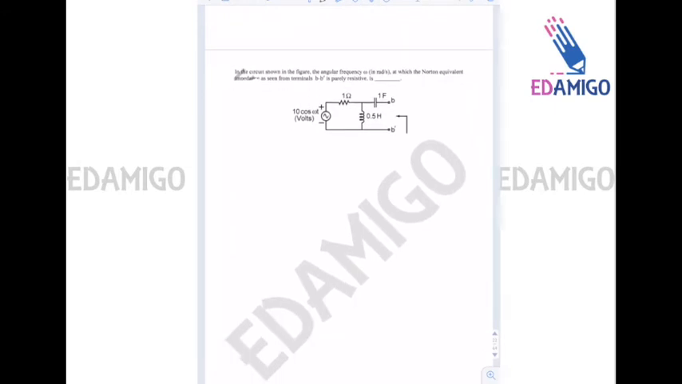Okay, now let's look at another question. So this is the question. Here it is given that we have to find the value of the angular frequency omega so that the Norton equivalent impedance is purely resistive. Okay, so this is the circuit given to us. Now in the circuit we can see that there is no dependent source, but there is one independent source.